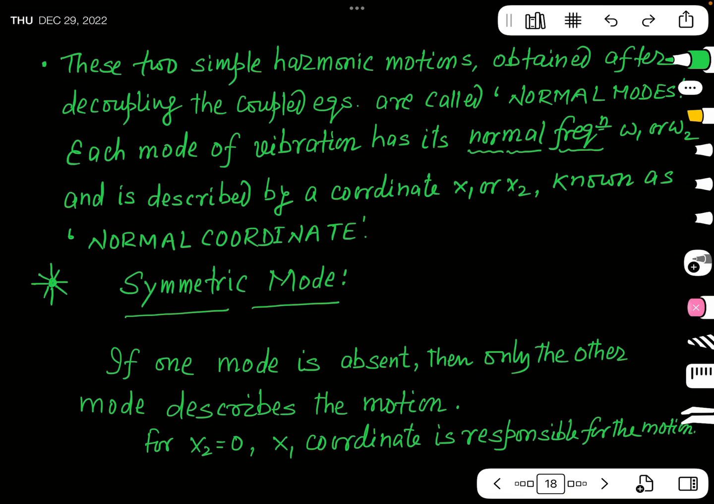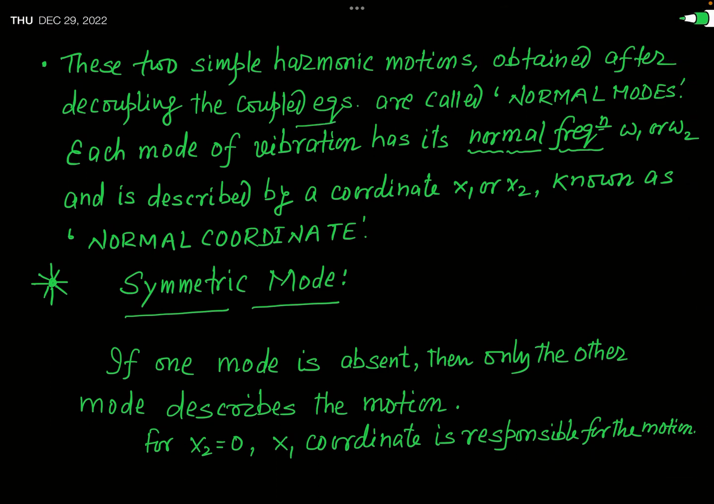Here you can see that these two simple harmonic motions obtained after decoupling of the coupled equations are called normal modes. These two simple harmonic motions are called normal modes. And you can see that each mode of vibration has its normal frequency, either omega 1 or omega 2. Okay? And these motions are described in terms of the coordinates capital X1 and capital X2. And these capital X1 and capital X2 are actually called normal coordinates.